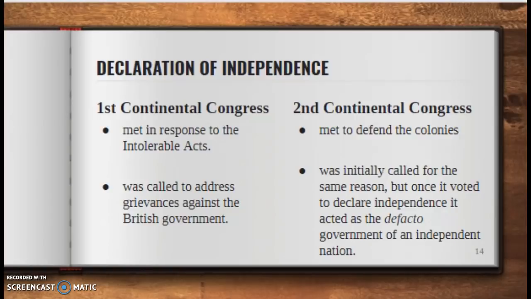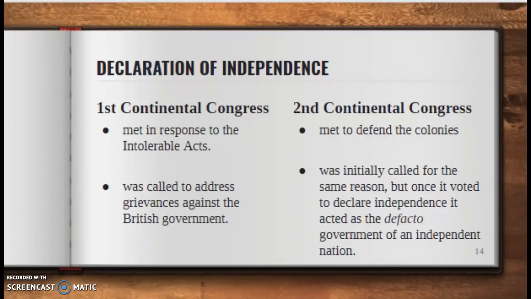I wanted to take a moment here before we start talking about the structure of the Declaration of Independence to address the difference between the First Continental Congress and the Second Continental Congress. If you have space anywhere on your notes, I would make sure that you jot this down because you will see it again. And you will hear me talk about each of the different Continental Congresses.